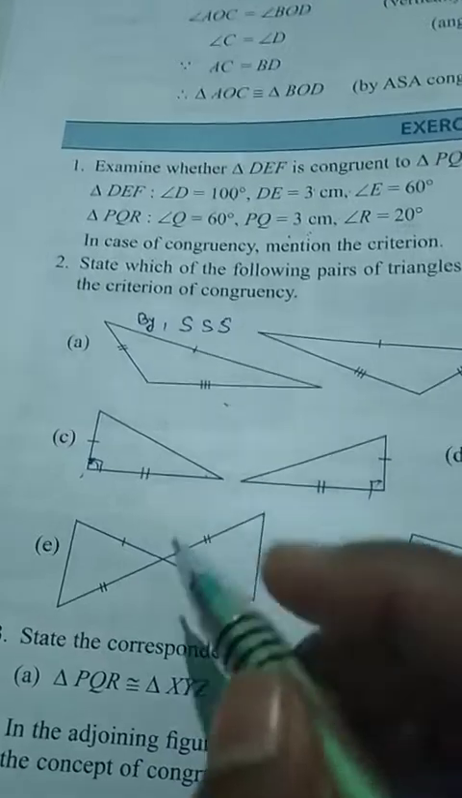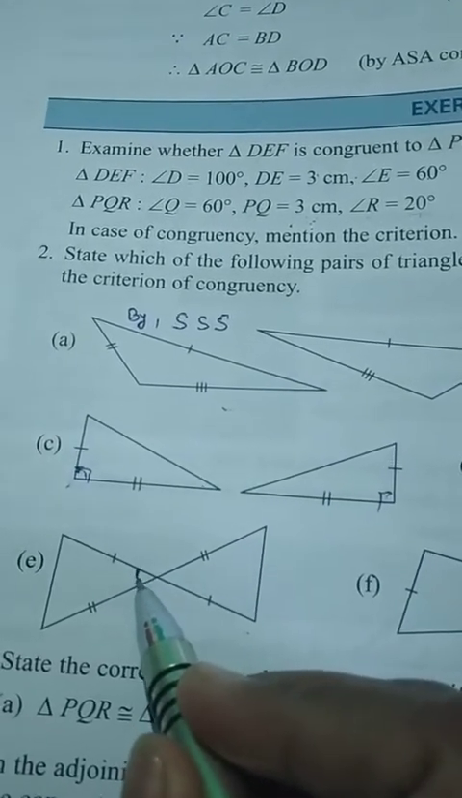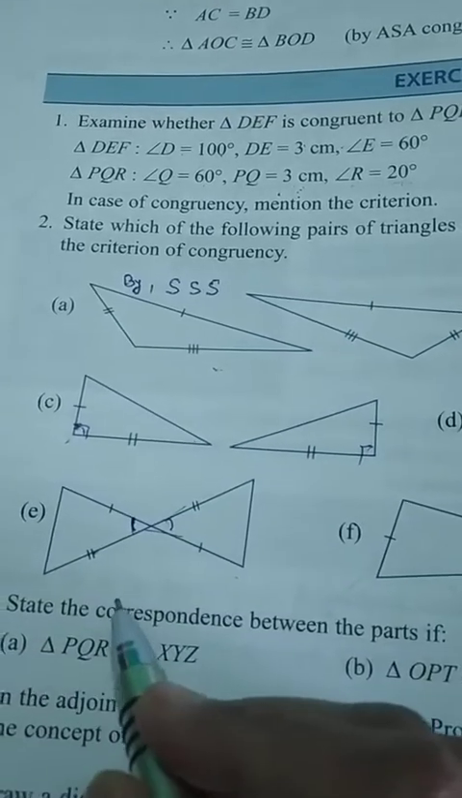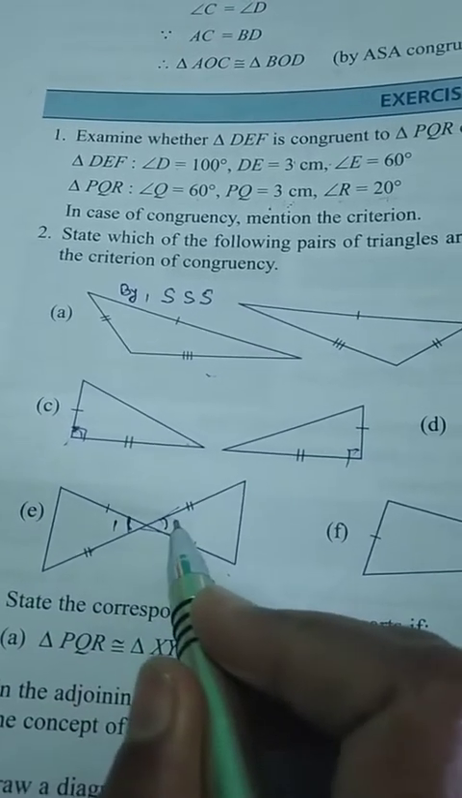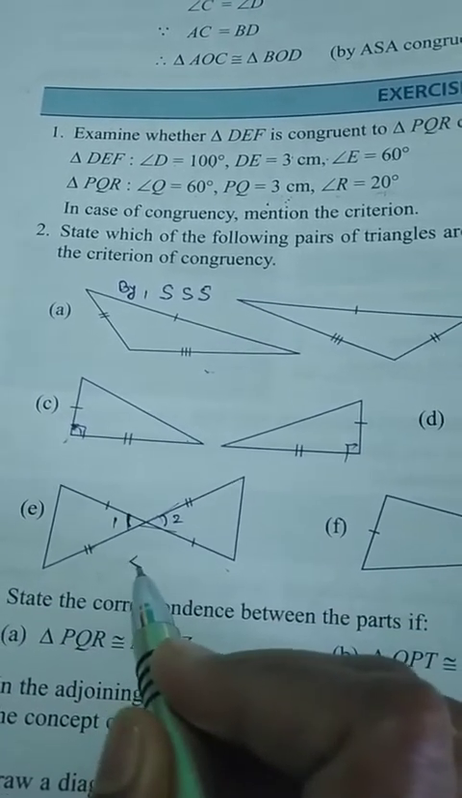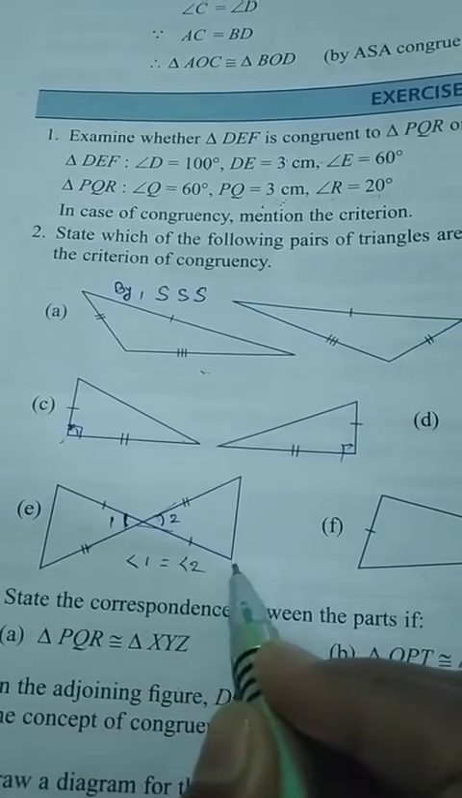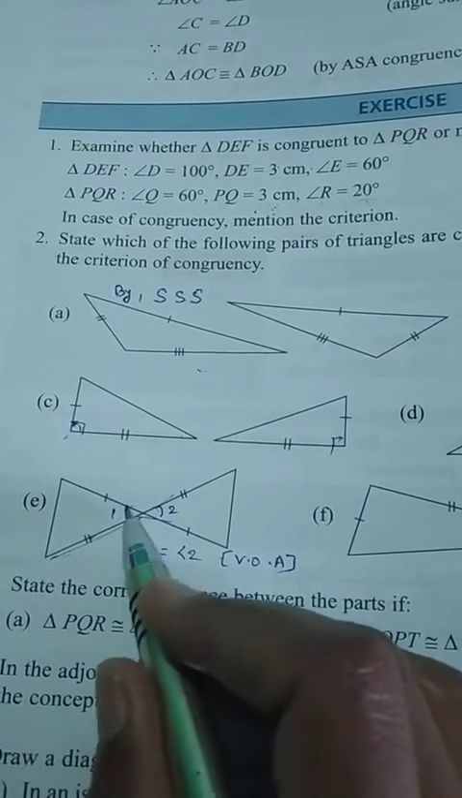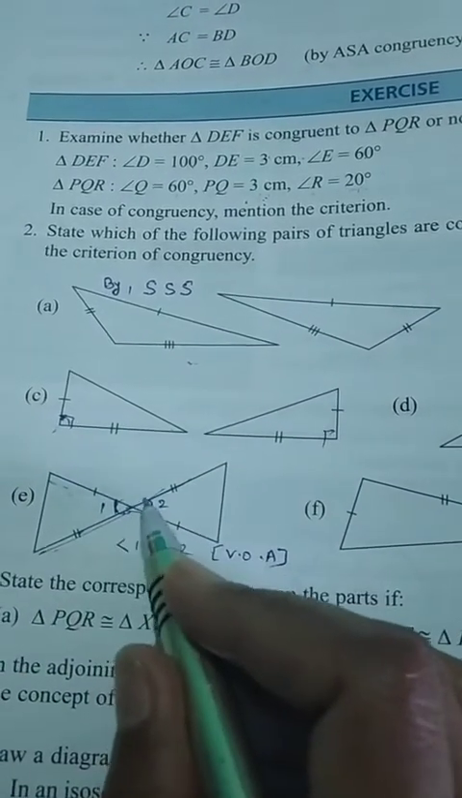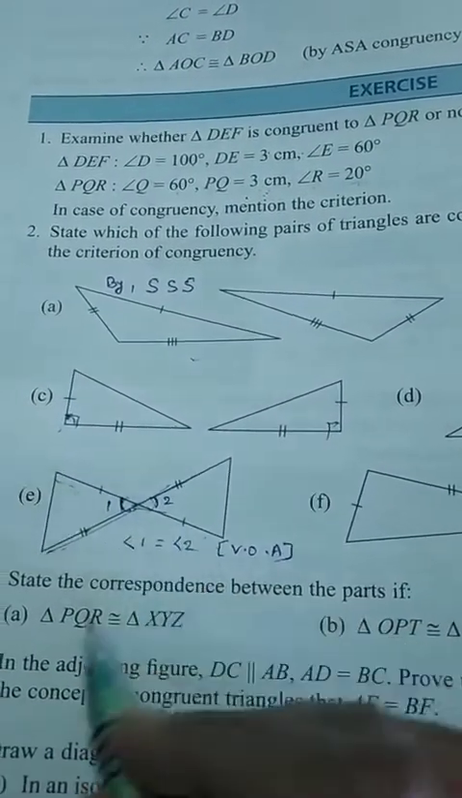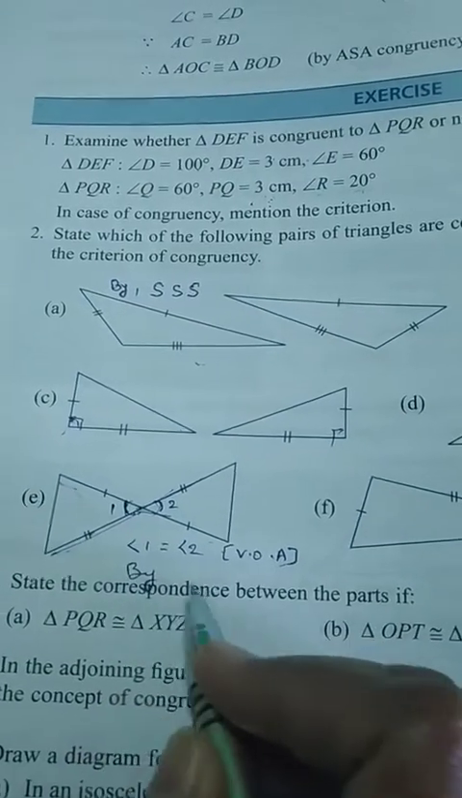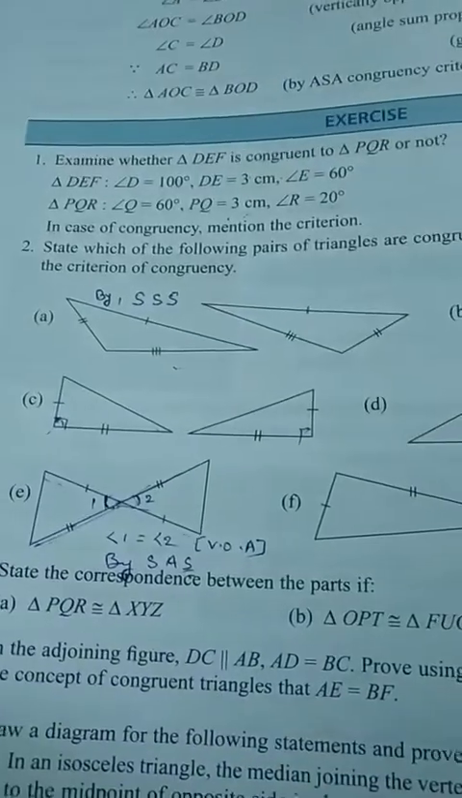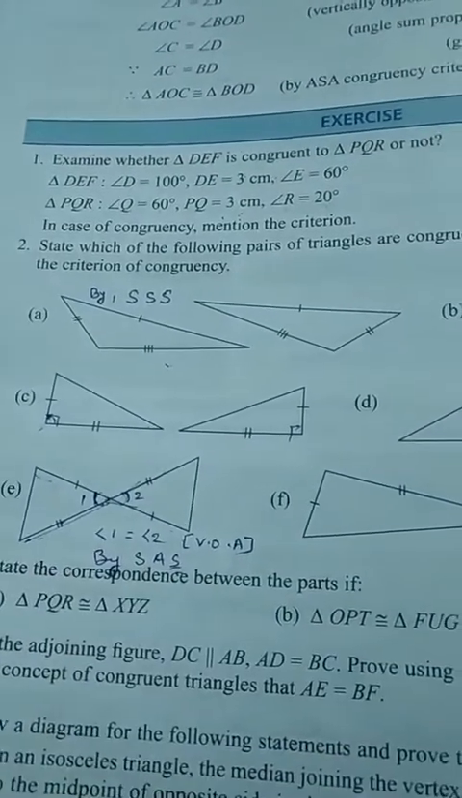But remember one thing that I have taught you about vertically opposite angles. Always, vertically opposite angles are equal. So suppose this is angle 1 and this is angle 2. So angle 1 is equal to angle 2 by vertically opposite angles. So by side, angle, side, both triangles are congruent. So you will write both are congruent by side, angle, side. Okay. Only the conditions you have to write.